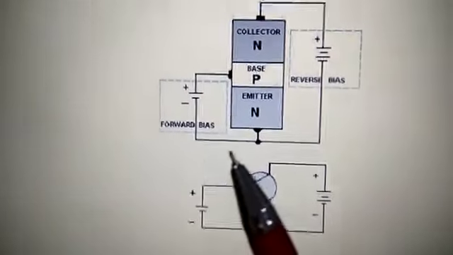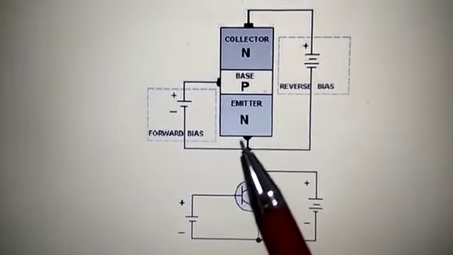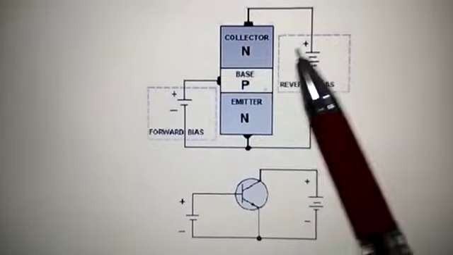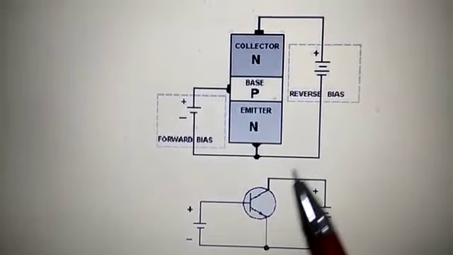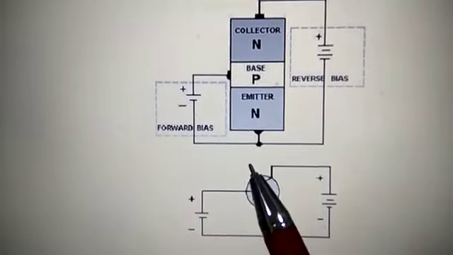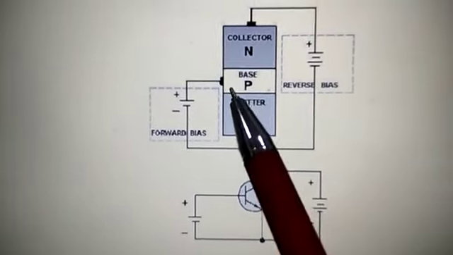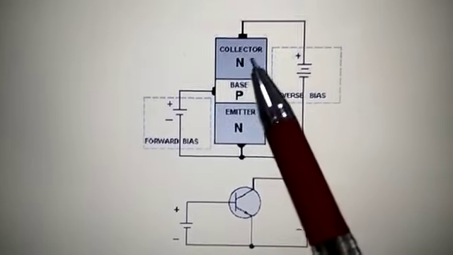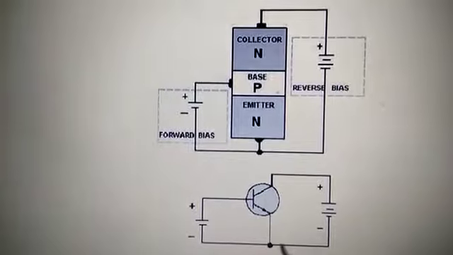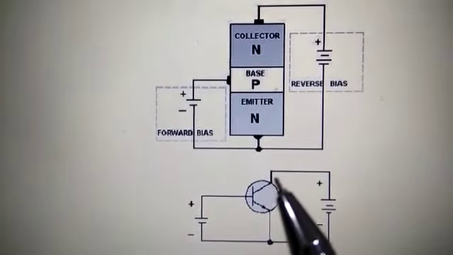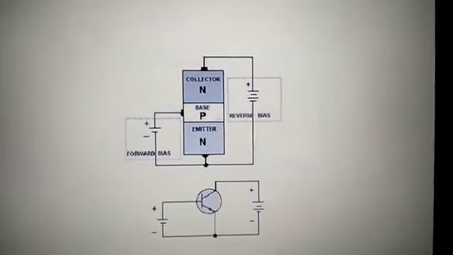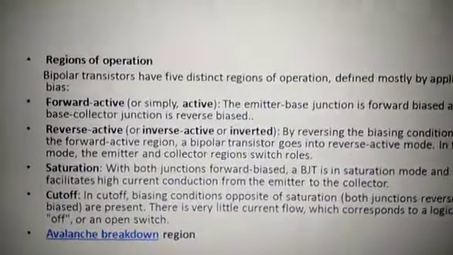Here the common emitter configuration is shown with connections. This is an NPN type transistor. The collector is connected through this battery to the emitter, and the base is connected through this battery to the emitter. The base-emitter junction is forward biased, and the collector junction is reverse biased. So this is the configuration used for amplifiers.